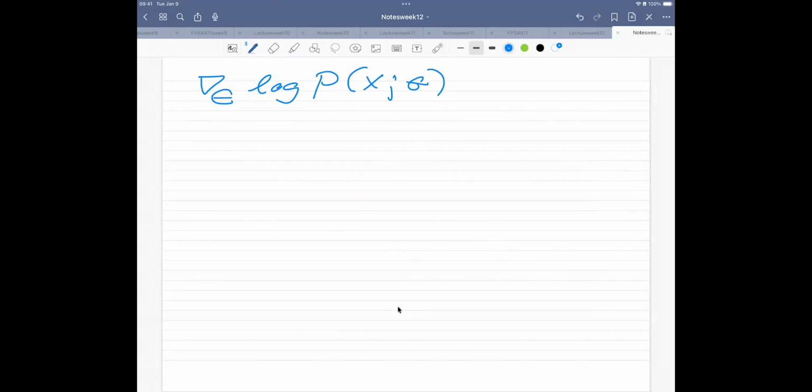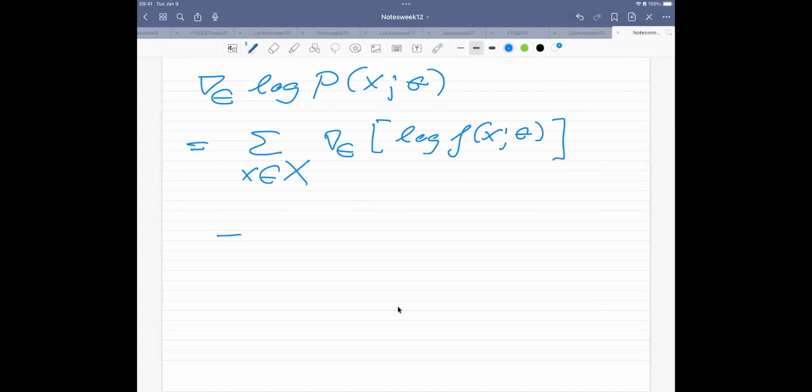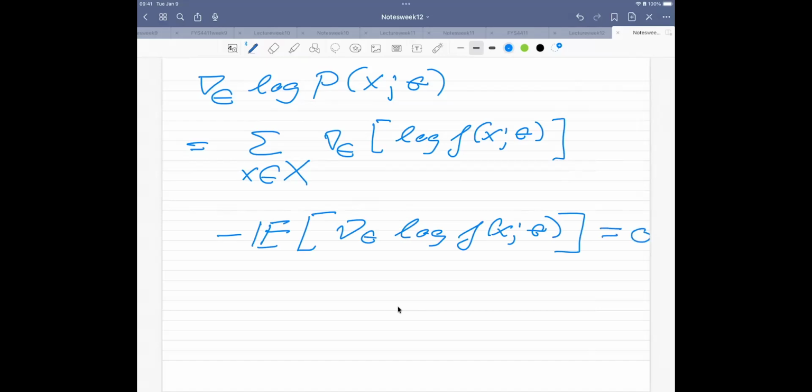And what we found last time, so this is just a repetition from last time. We have x, which is in this domain of possible events. And then we had the derivative with respect to theta of log of this function f of x of theta, minus the next term, which is an expectation value of the derivative of log f of x of theta. And obviously we want to drive this to 0.